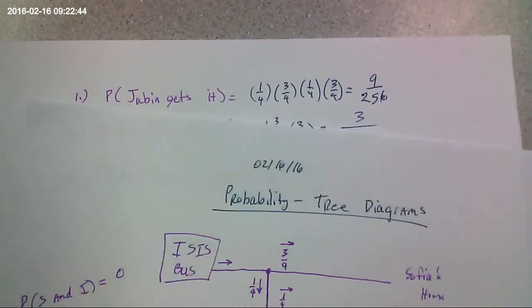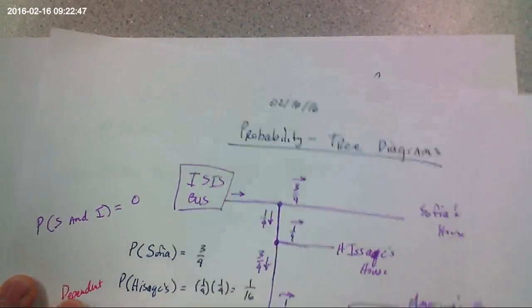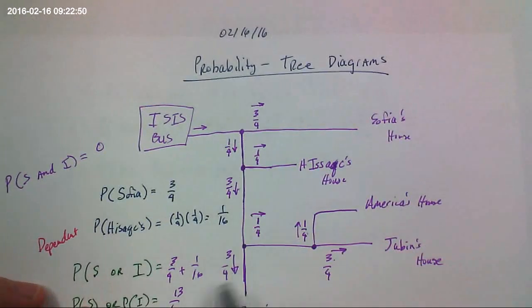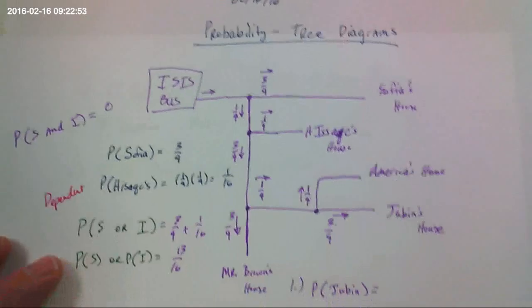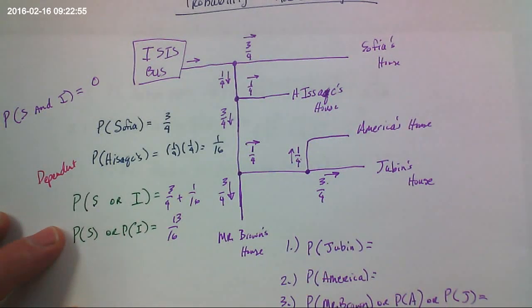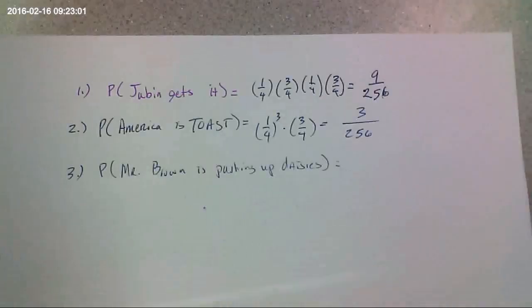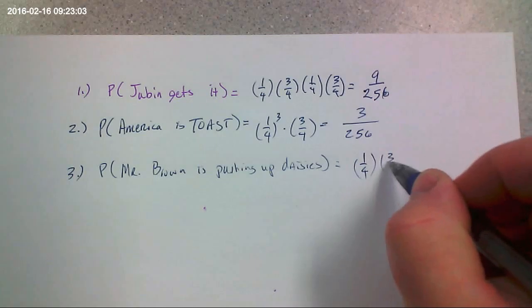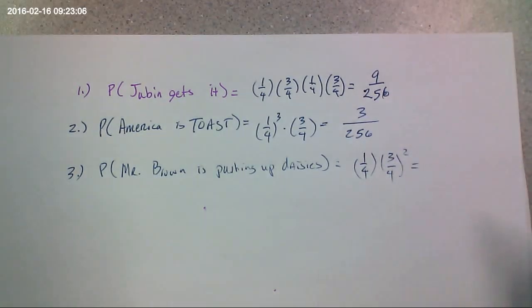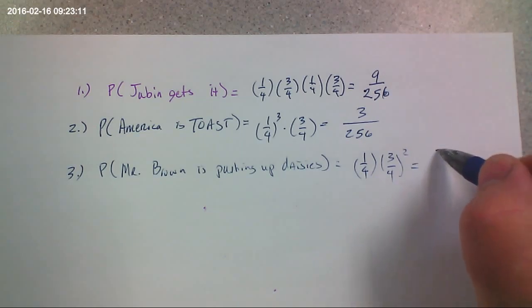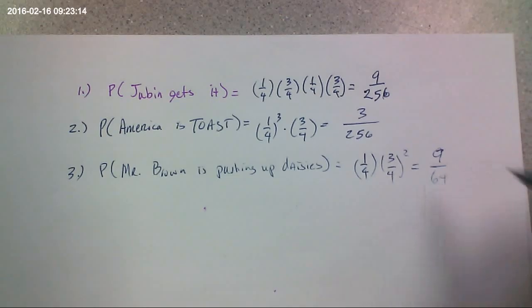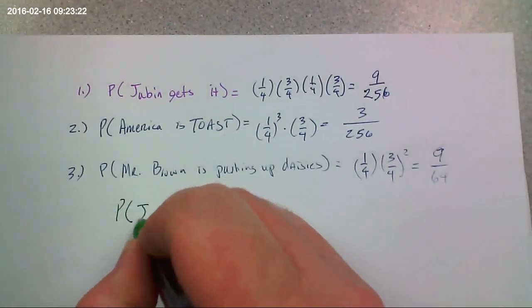So, let's take a look at our map. Is it 1/4 times 3/4 times 3/4? Is that right? Yeah? Jubin, is it 1/4 times 3/4 times 3/4? Okay. 1/4 times 3/4 squared. You sure? Karima, that's good? So what is that? 9 over 64? Right? Okay.